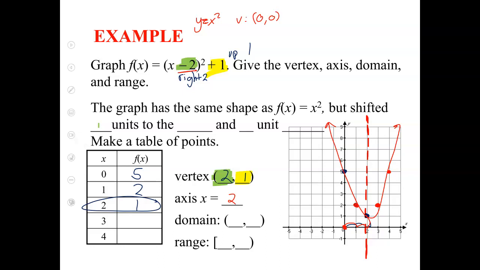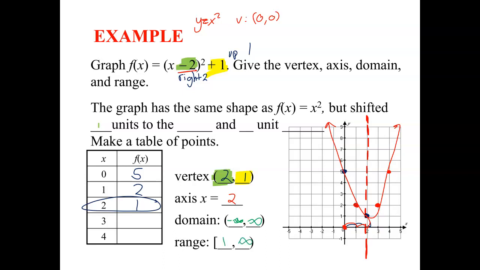Domain. Always, right? That one's easy. That's like a gimme. That's a freebie question for you. Okay? I had a vertical shift, so that means my range will change. What's my new range? 1 to infinity.